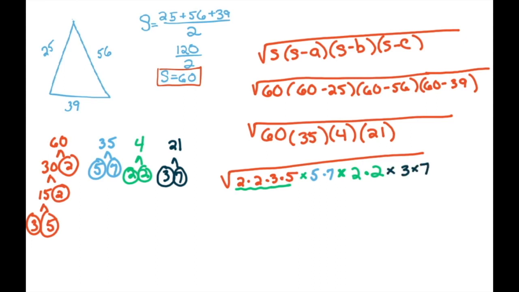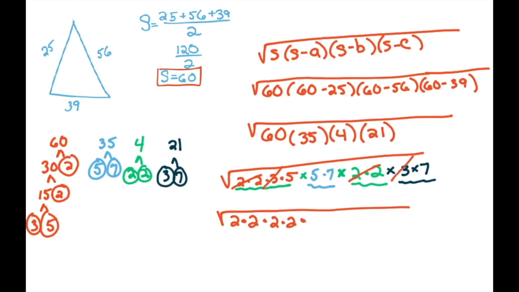So now just for a second, take a look at your groupings. I've just kind of deconstructed all of these numbers. And now I'm going to start making groups of numbers that are the same. And I'm going to put them in pairs. So I have 2 times 2. I have another 2 times 2. I have a 3 and a 3 over here, times 3 times 3. I have a 5 and a 5, times 5 times 5. And I have a 7 and a 7, times 7 times 7.